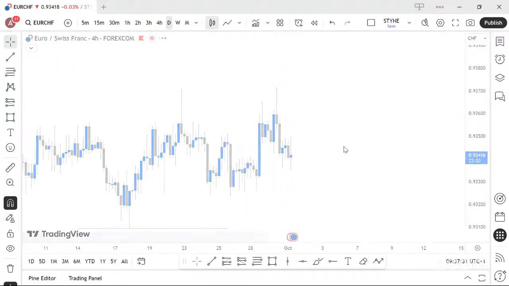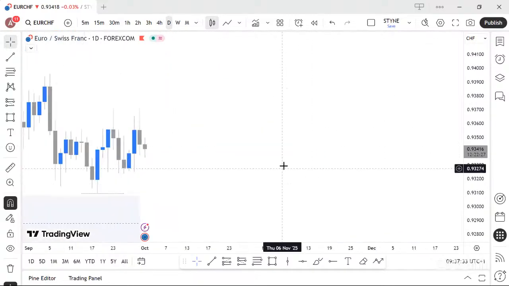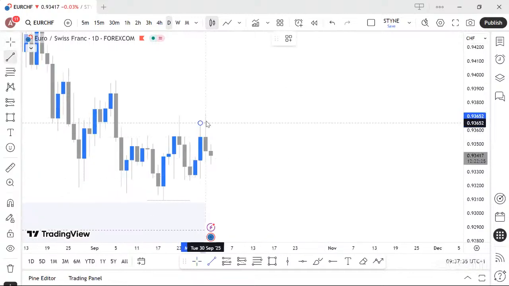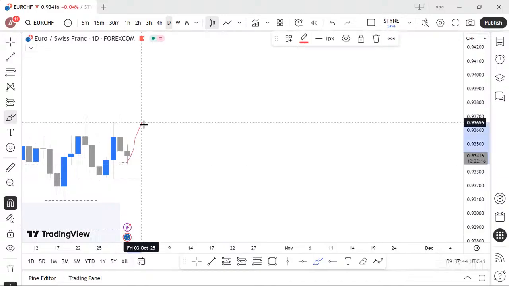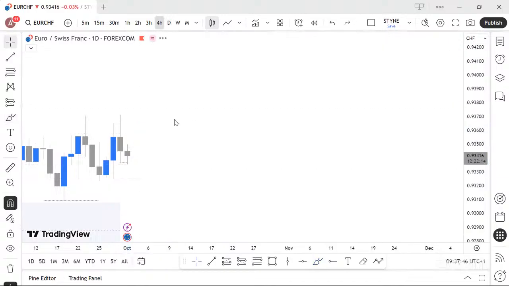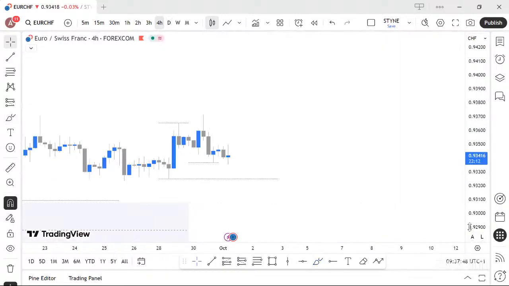So what I'm still expecting is, see, right now we are still trying to come down to this low, right? And then even after sweeping this low, price is still not giving enough energy to trade back up. That is why this 4 hours candle is very, very weak.